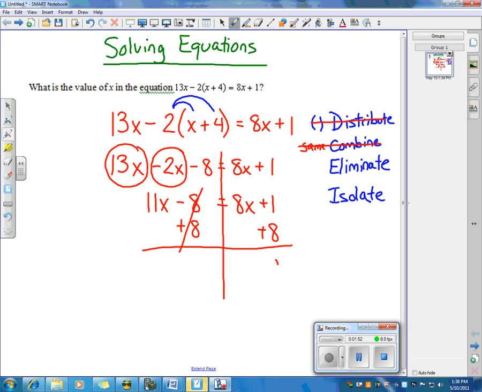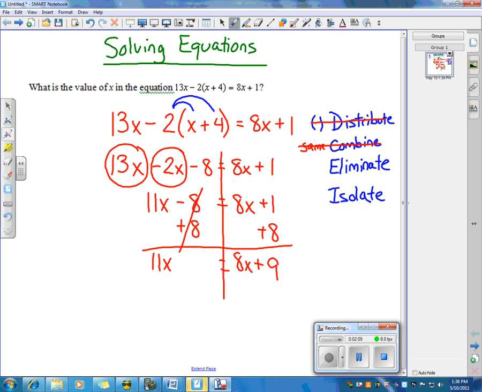And then I have a 9 here. I have 8x, that plus sign because it's positive. And I'm down to 11x over here. So now that I have eliminated once, I actually have to eliminate a second time.